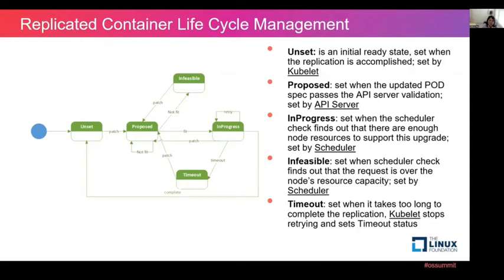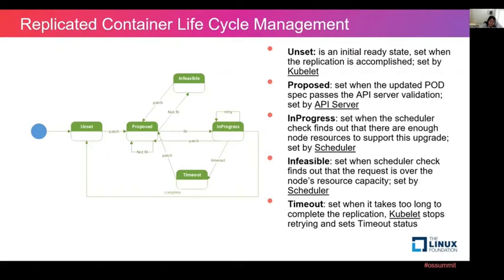Then let's move over to the left to take a look at the status flow. From the left on, containers follow a defined life cycle, starting in an unset state, moving through the proposed state. When the replication value is valid, then it will move through either in an infeasible state or an in progress state, or keeps in the proposed state, depending on whether the node resource fits for the request.